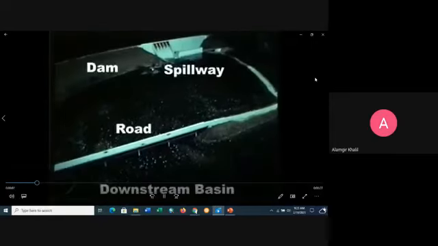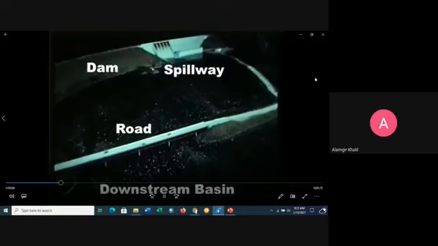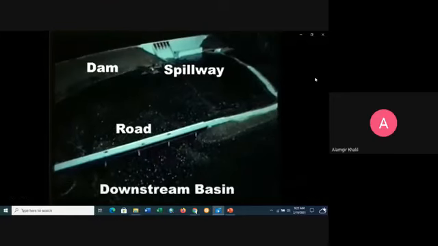Now this is another case. We have the dam, spillway, road, and downstream we want to simulate the flow pattern. You can see here that from this model study we can get an idea of what the situation will be in the prototype, and if there is any potential problem, we can improve the design to avoid that problem in the prototype.